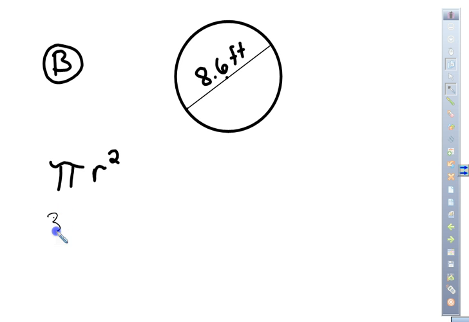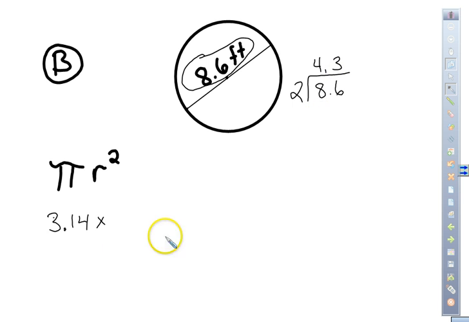All right, now we're going to take 3.14, that's the value of pi, times my radius, which how am I going to get my radius from 8.6? You're simply going to take 8.6 and divide it by 2. And when you do that, you get 4.3. So it's going to be 4.3, but it is squared. And again, this right here equals 4.3 times 4.3. Okay? It is not going to be 8.6.